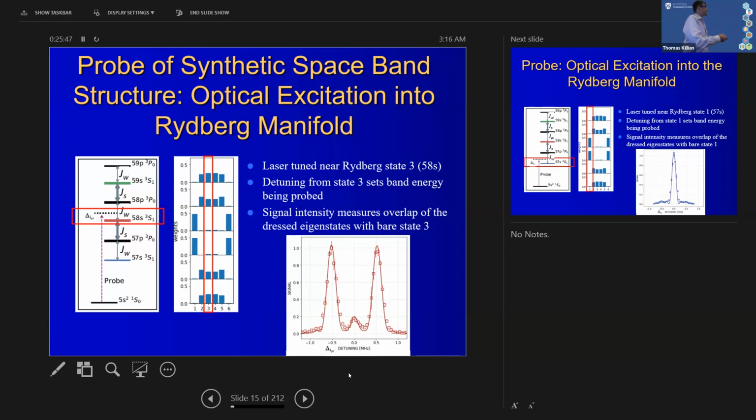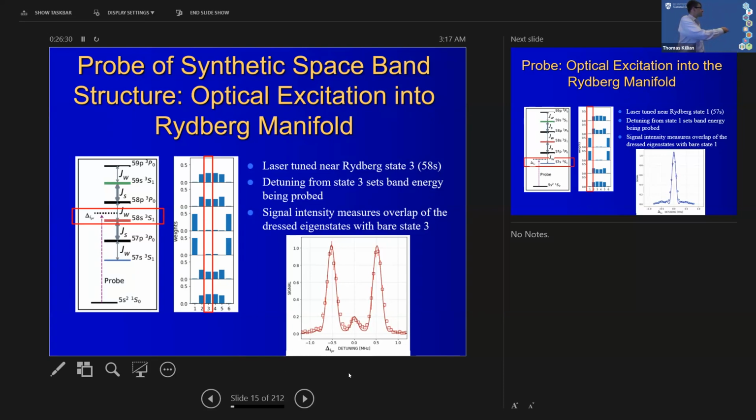And the intensity is the overlap of the state at that energy with the bare Rydberg state that your laser is tuned to. So as I tune over here to the left, to about 0.5 megahertz detuned from 0, I see a big resonance. I can see that in my synthetic dimension, there's a state at energy minus 0.5 megahertz, and the big intensity says it has a lot of overlap with state number 3, so in the bulk. If I tune near the middle, there's a little bit of response at energy equals 0, so I have a state at E equals 0, and that state has a very small overlap with state number 3, the state in the bulk.